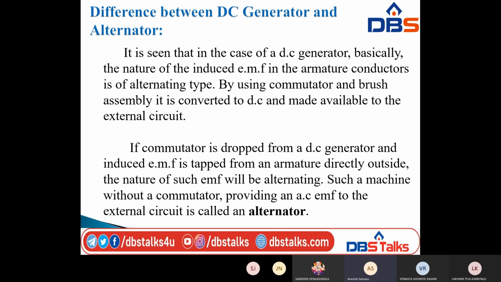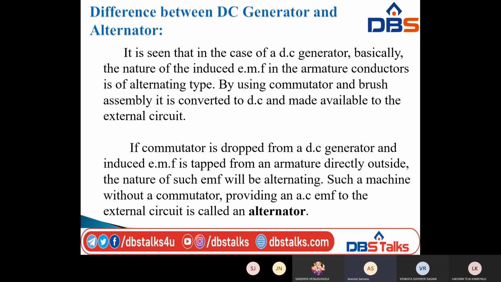If we go through the working principle of DC generator, the induced EMF in the armature conductors is of alternating type. By using a commutator and brush assembly, it is converted to DC. You already know this one. By using the commutator, I am converting the alternating quantity into a unidirectional quantity, that is DC, and made available to the external circuit.